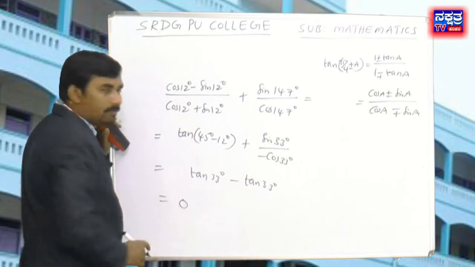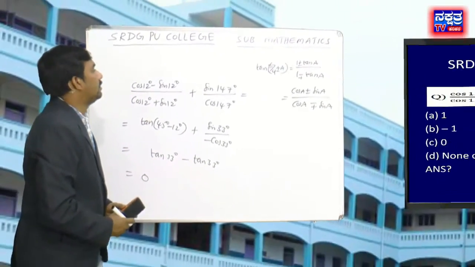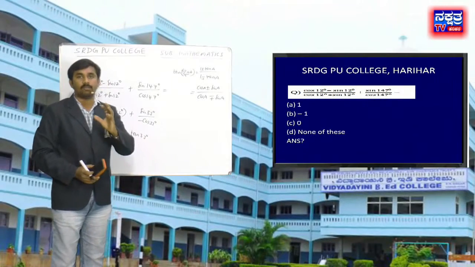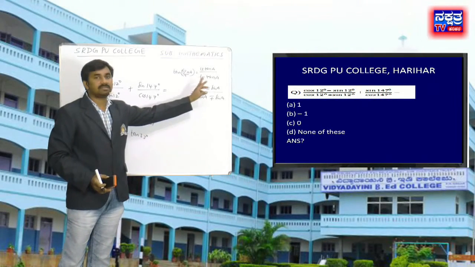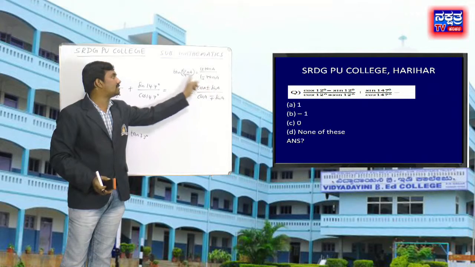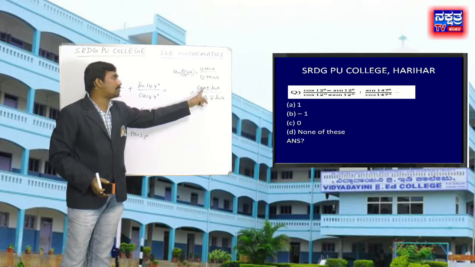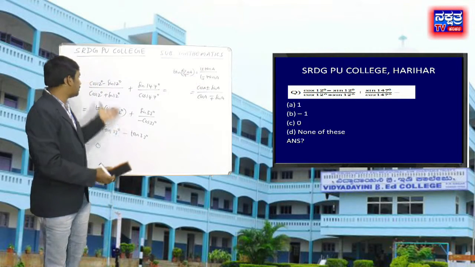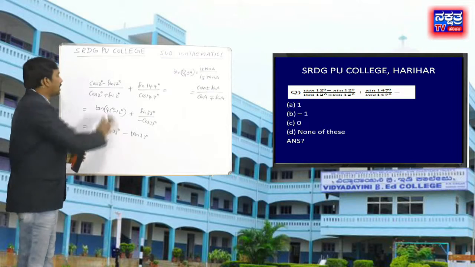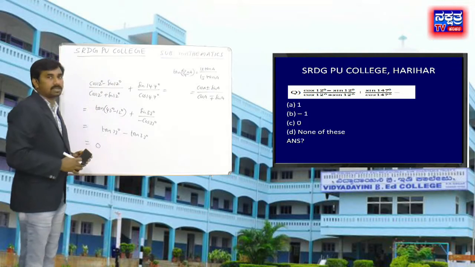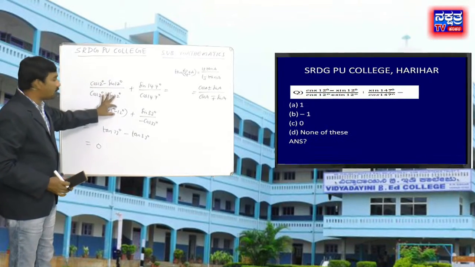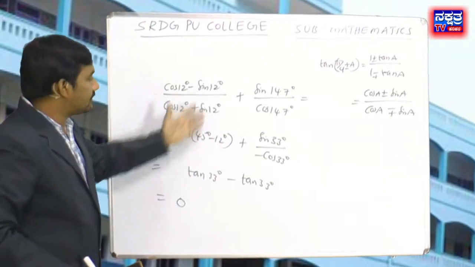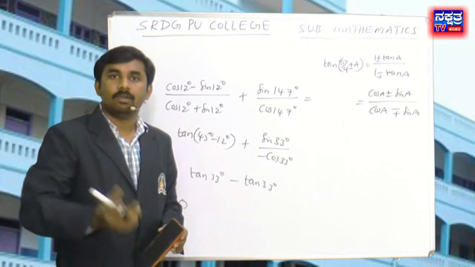Mainly, we have to remember the formula. Cos plus sin by cos minus sin, if it is plus, tan 45 plus a. Cos minus sin by cos plus sin, if it is minus, it is tan 45 minus a. By observing that formula only, immediately you can see that this is cos minus sin by cos plus sin, minus will become 45 minus a. That only we are following. What's the next question?